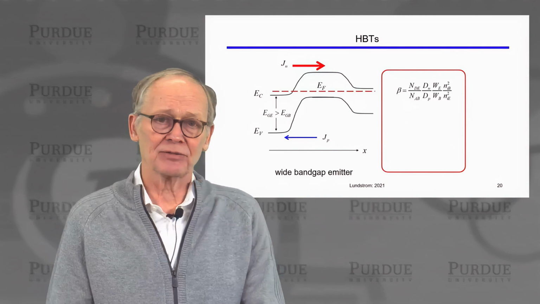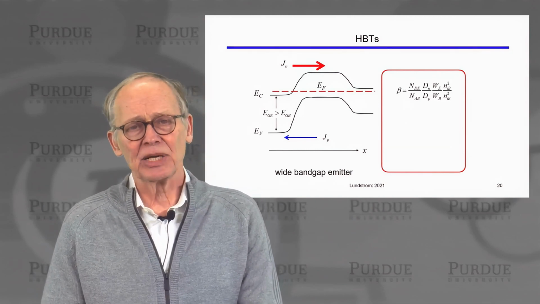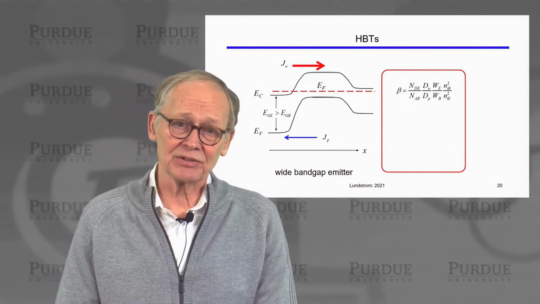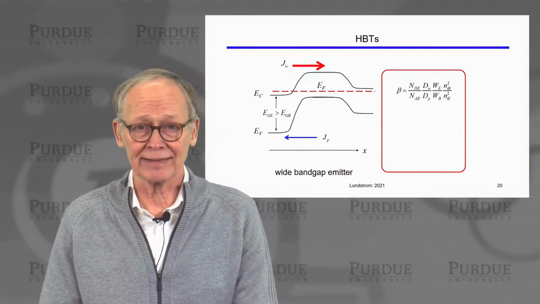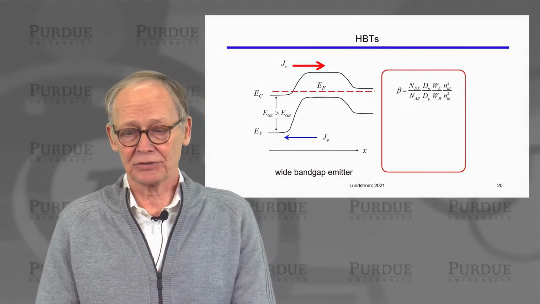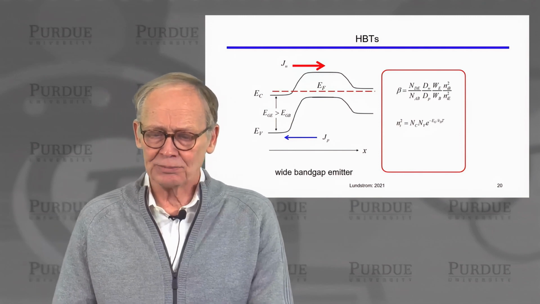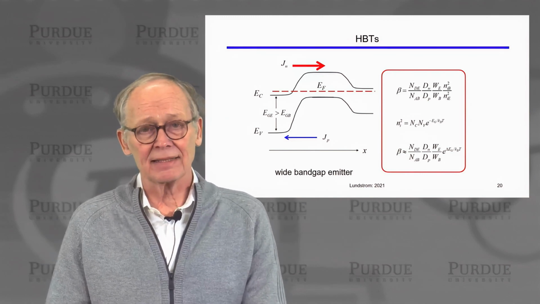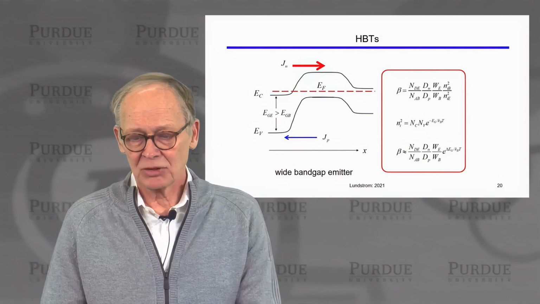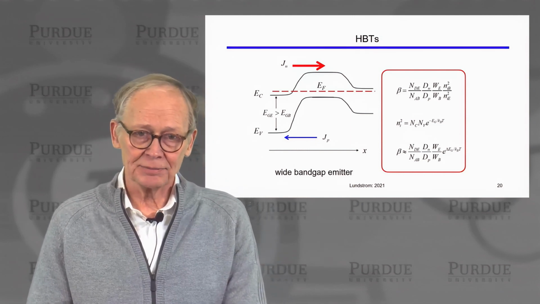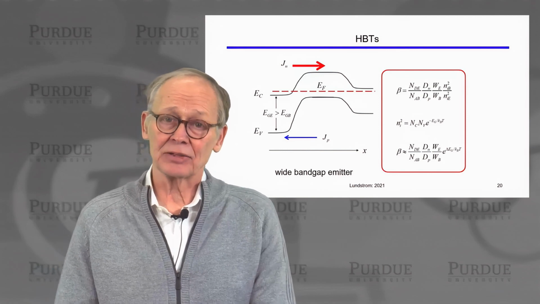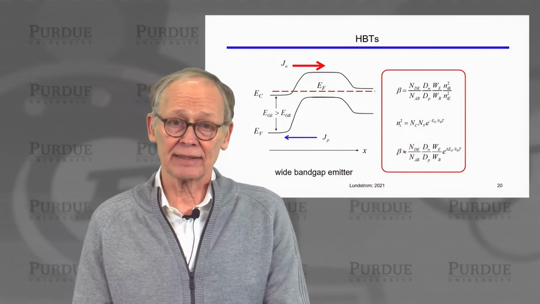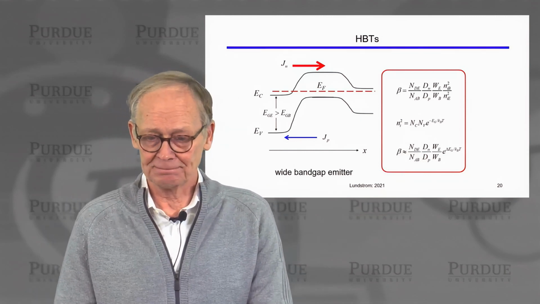Well, if we look into this expression for beta that we showed earlier, we'll see that there's a ratio of intrinsic carrier concentrations there. And we remember from semiconductor physics that the intrinsic carrier concentration goes exponentially with band gap. The wider the band gap, the smaller it is exponentially. So if we account for that, we'll find that beta depends on e to the band gap difference over kT. So if the emitter is wider than the base in terms of band gap, that factor can be quite large. And that means that independent of these ratios here, we can still get a good high current gain.